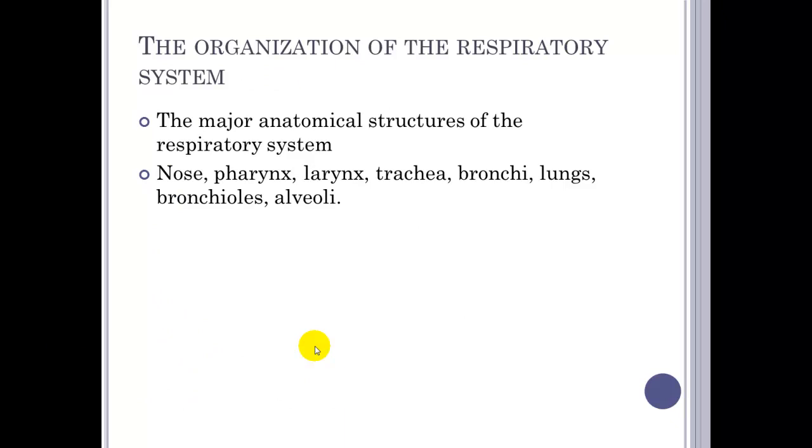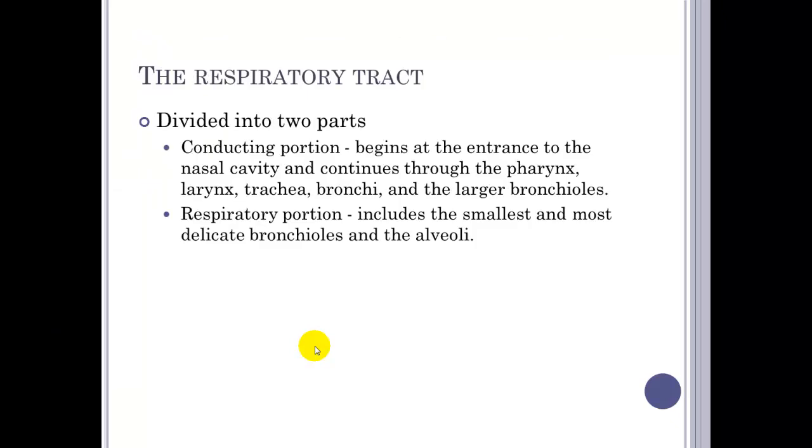The organization of the respiratory system. Major anatomical structures of the respiratory system are the nose, pharynx, larynx, bronchi, lungs, bronchioles, and alveoli. The respiratory tract is divided into two parts, the conducting portion and the respiratory portion. The conducting portion begins at the entrance of the nasal cavities and continues through the pharynx, larynx, trachea, bronchi, and larger bronchioles. The respiratory portion includes the smallest and most delicate bronchioles and the alveoli, and this is where your gas exchange is going to occur, in the actual alveoli.